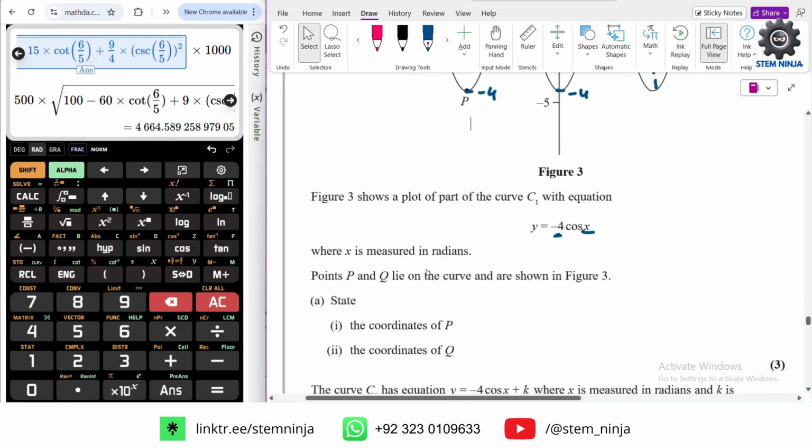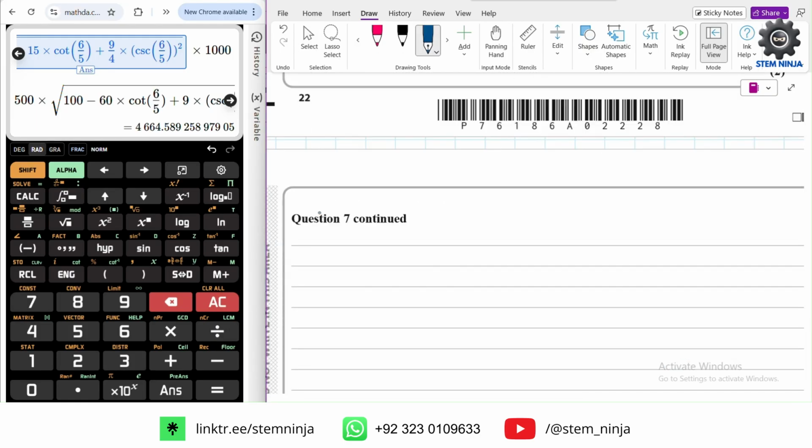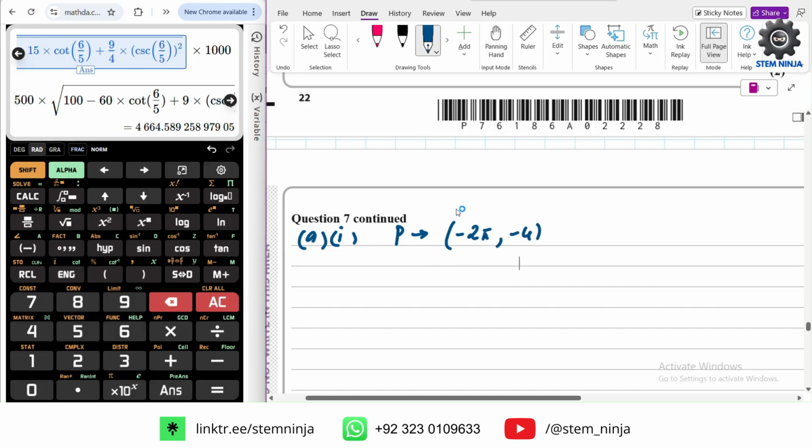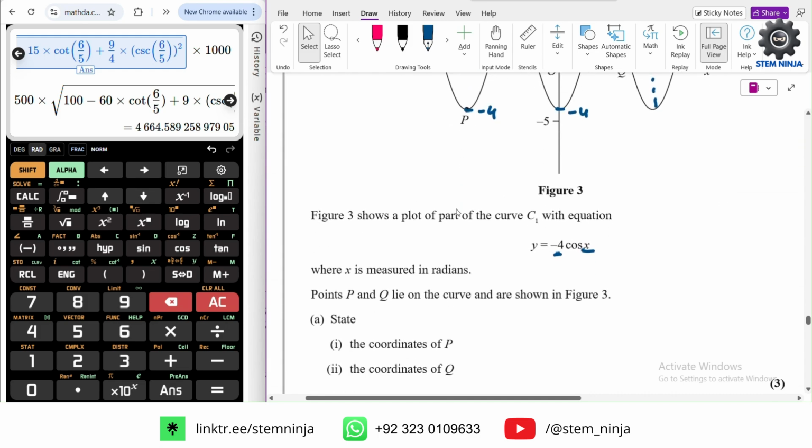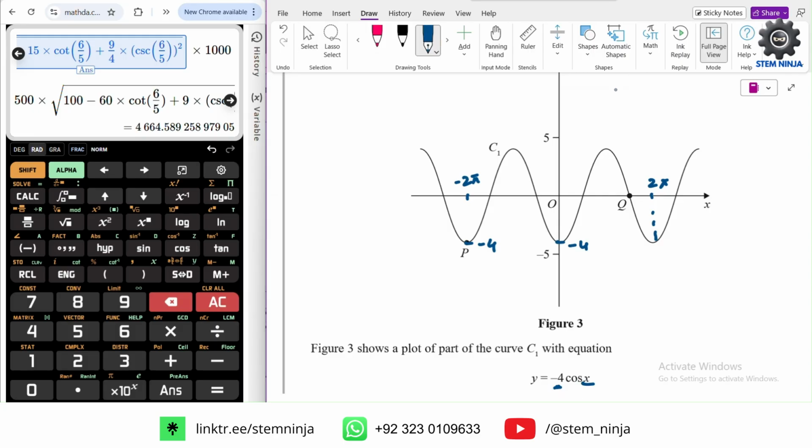And the minus 4 part means that this is minus 4, so this would also be minus 4. So P would be minus 2 pi, minus 4. Right, and Q. So Q is, let's say this is pi by 2, this is your pi, this is your 3 pi by 2, and 2 pi. So Q is 3 pi by 2, 0.